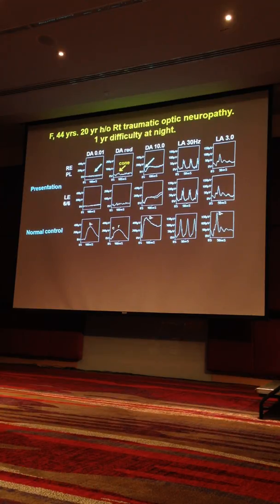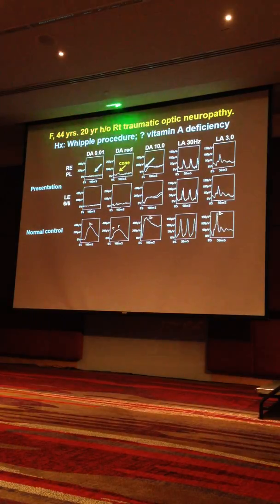We were given no history. My technicians always take a full history, and it turned out the patient had had a Whipple procedure. If you've had a Whipple procedure, you lose pancreatic function, you lose digestive enzymes, you lose the ability to absorb the fat-soluble vitamins. So this patient has vitamin A deficiency until proven otherwise.